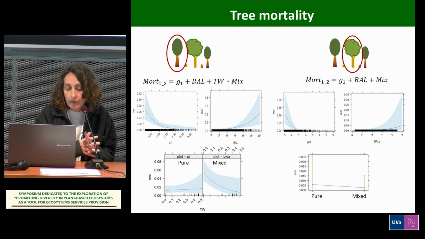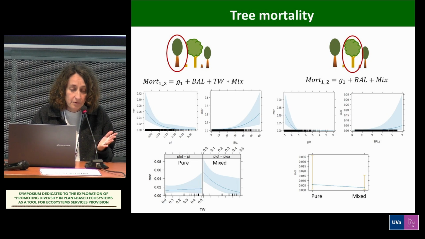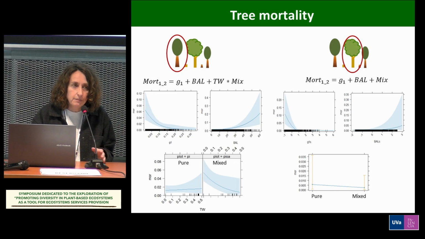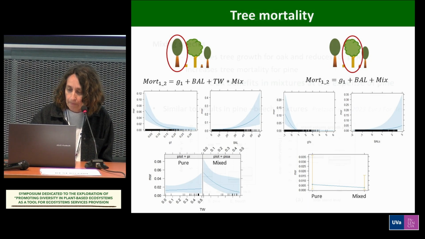And for the oak, there was potentially no effect of the thinning, as the differences were not statistically different, but there was an effect of the mixture, and the mortality was a bit greater in the pure than in the mix, but again the variability was very large.